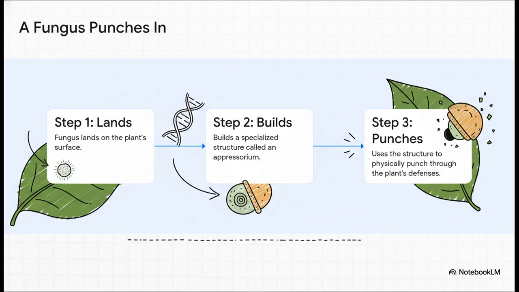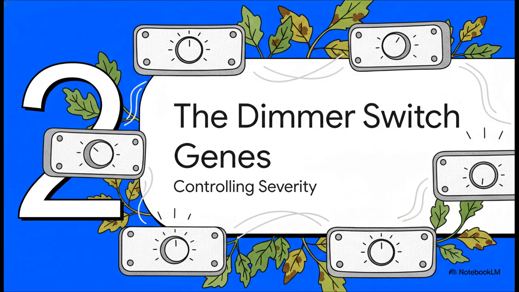Okay, picture a fungus landing on a leaf. It needs to get inside, right? A pathogenicity gene might give it the instructions to build this incredible structure called an appressorium. It's basically a biological drill that generates this immense pressure to physically punch right through the plant's tough outer wall. No gene, no drill, no infection. Simple as that. Okay, so if pathogenicity genes are the main power switch, the on-off, what's next?